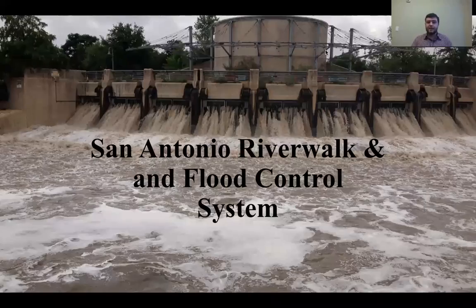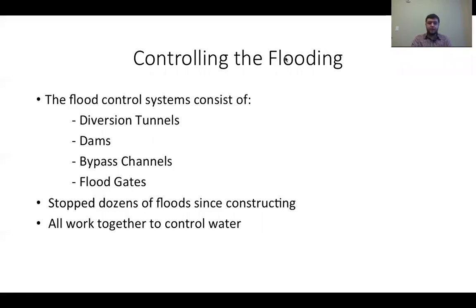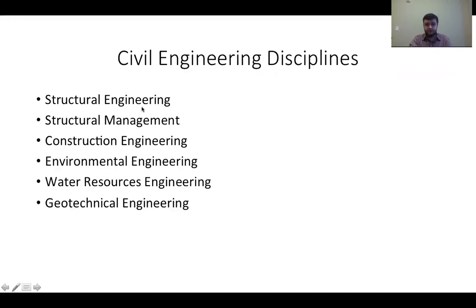Our presentation was on the San Antonio Riverwalk and flood control system. To control flooding in San Antonio, the city took on a project to construct dams, diversion tunnels, bypass channels, and floodgates. With these in place, dozens of floods that happened in the surrounding area were stopped at the Riverwalk. All of these worked together to control the floodwaters.